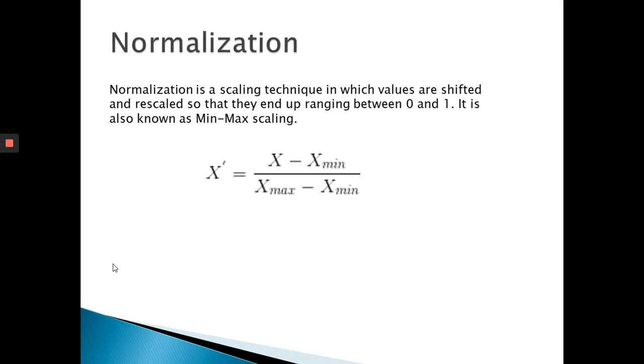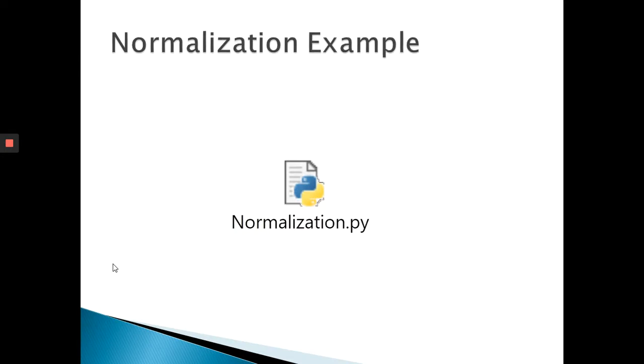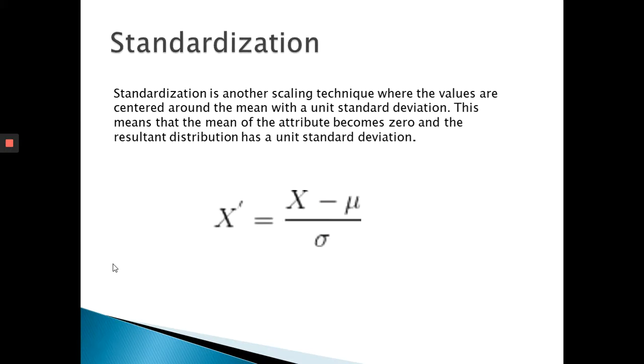Now let's discuss normalization. Normalization is a scaling technique in which values are shifted and rescaled so that they end up ranging between 0 and 1. It is also known as min-max scaling. You can see the formula for min-max scaling here, and this is an example for normalization in Python.